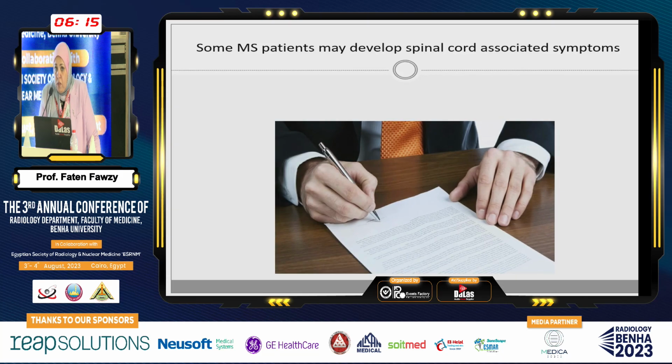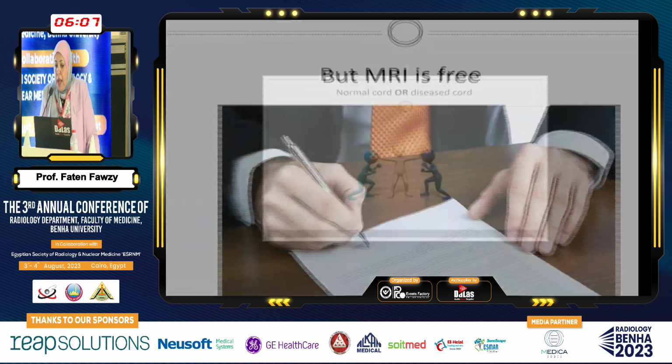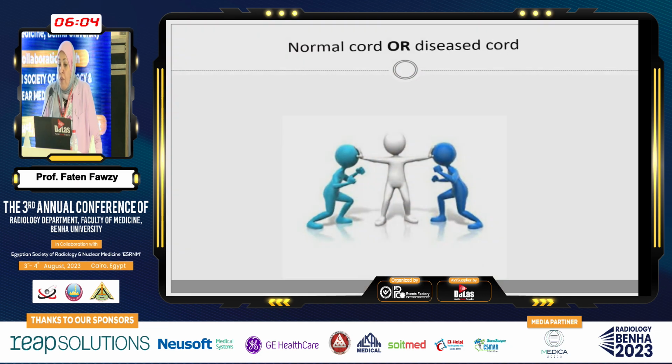Some MS patients have myelopathy symptoms, but the MR is completely free. The conventional MRI is free. This is considered to be a paradox. How to solve? We can solve this problem of whether the cord is normal or diseased by MRS.